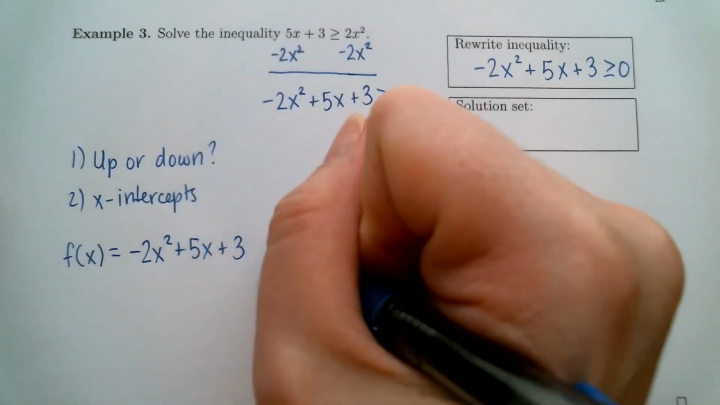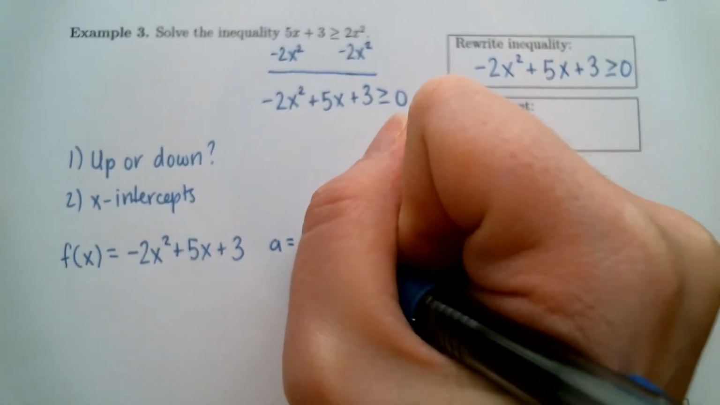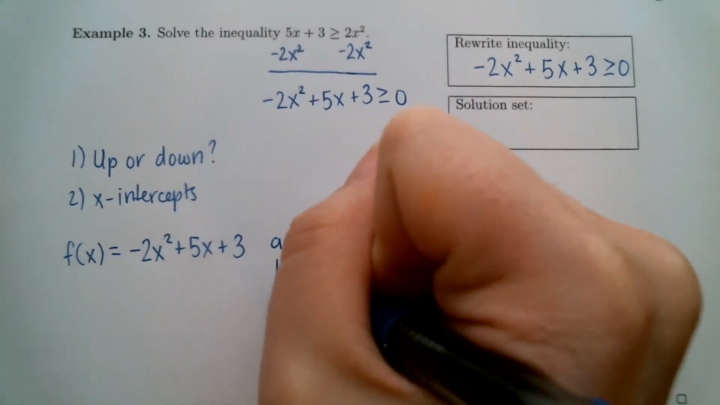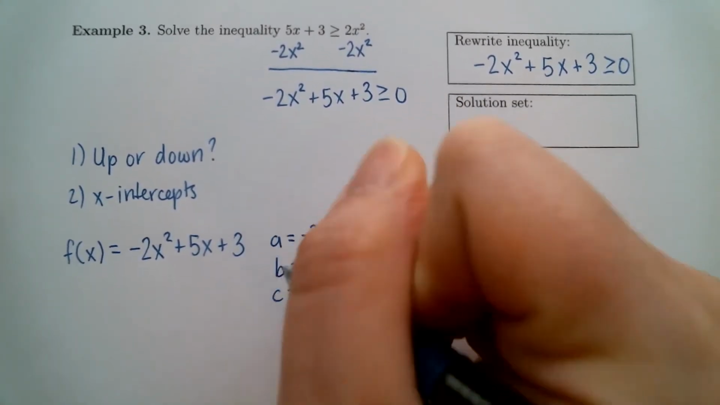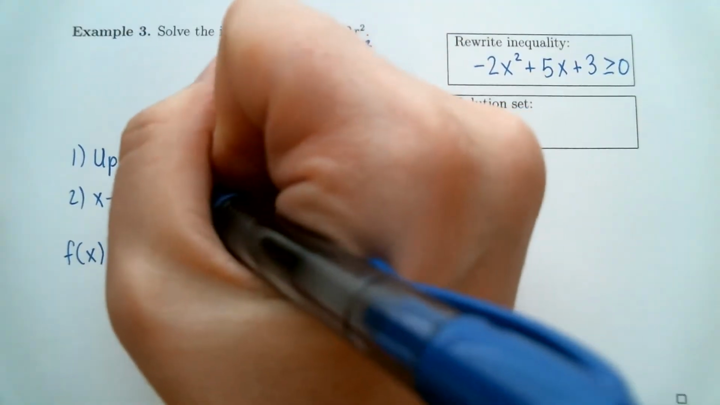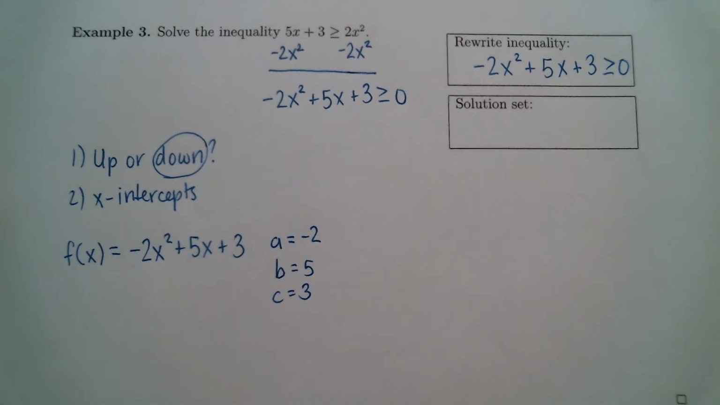The a value here is negative 2. The b value is 5 and the c value is 3. Since that a value is negative, we have a parabola that's going to open downward. Now we just need the x-intercepts and then we can make our sketch.